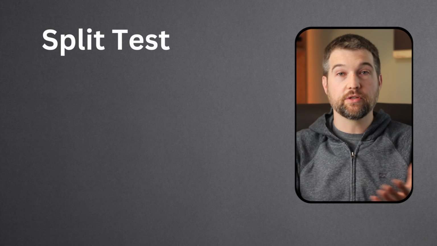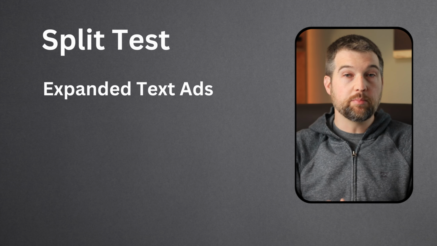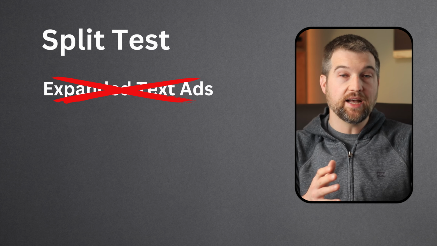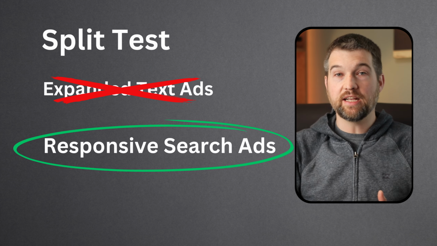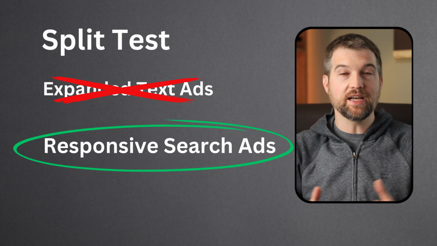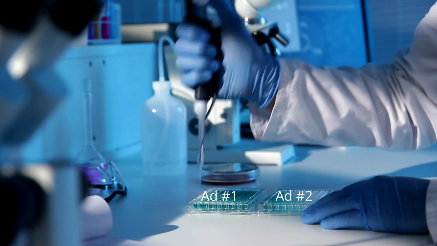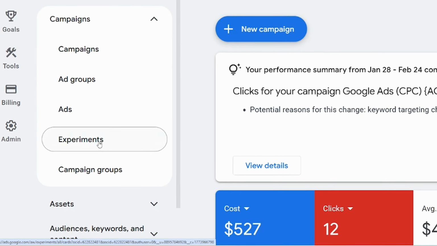There's a couple different ways you can split test your ads. But keep in mind, we don't have the old ads anymore. We have these responsive ads. It makes it tougher to actually split test. So one of the ways you can actually split test is by using an experiment. So there's ad experiments, ad copy experiments.